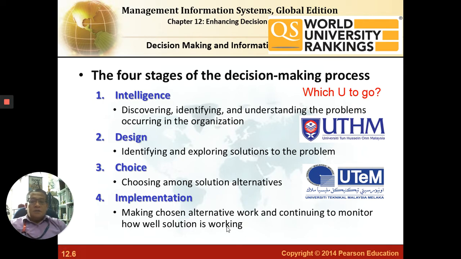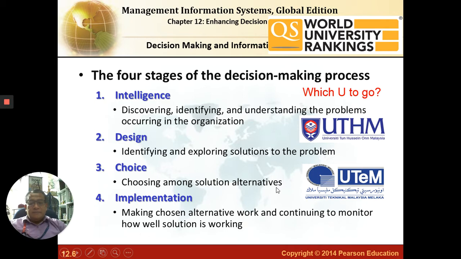For example, if you were to decide to enter UTHM perhaps two or three years ago, of course, you did these four stages of the decision-making process. You did the background research on courses offered at UTHM, or perhaps at other universities, at UTM or at UUM. So you did this sort of intelligence. From there, you had to design what courses or what kind of options are available for you to choose from. Perhaps you were more interested in studying management with an orientation toward the industry environment. So that's why you somehow focused on either UTHM or UTM for your design of the solution.